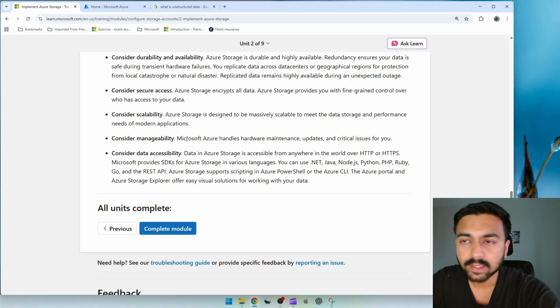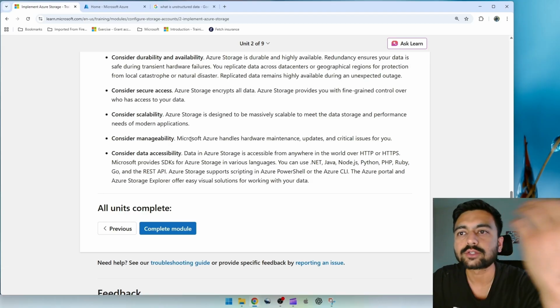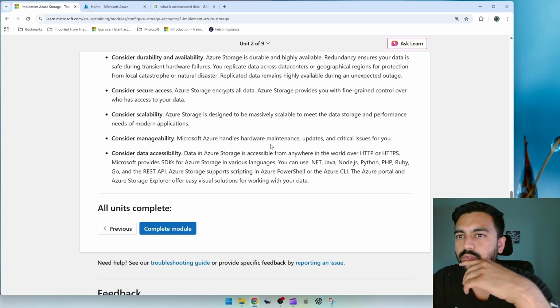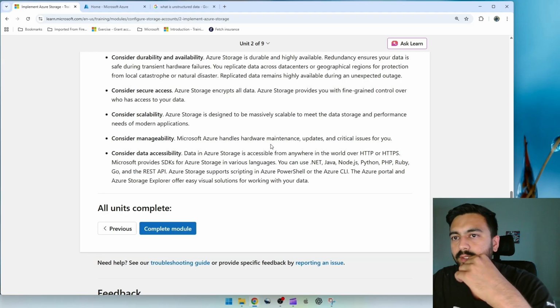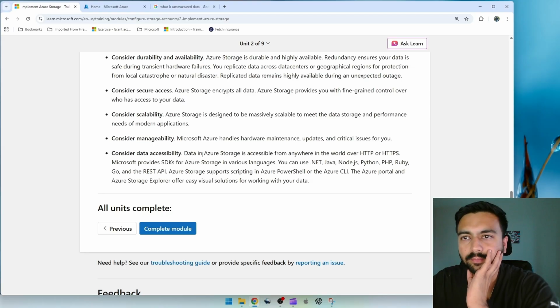Consider manageability. Azure handles hardware maintenance. So Azure provides you the storage account and makes the management easy for you.